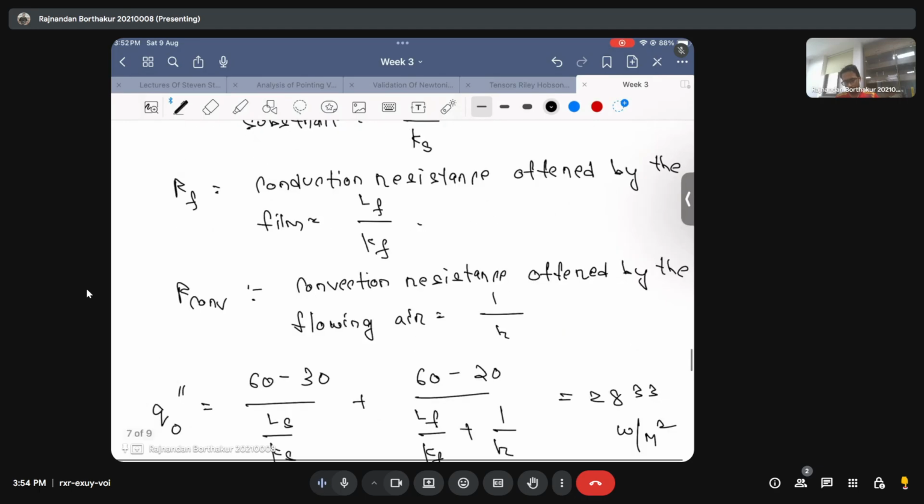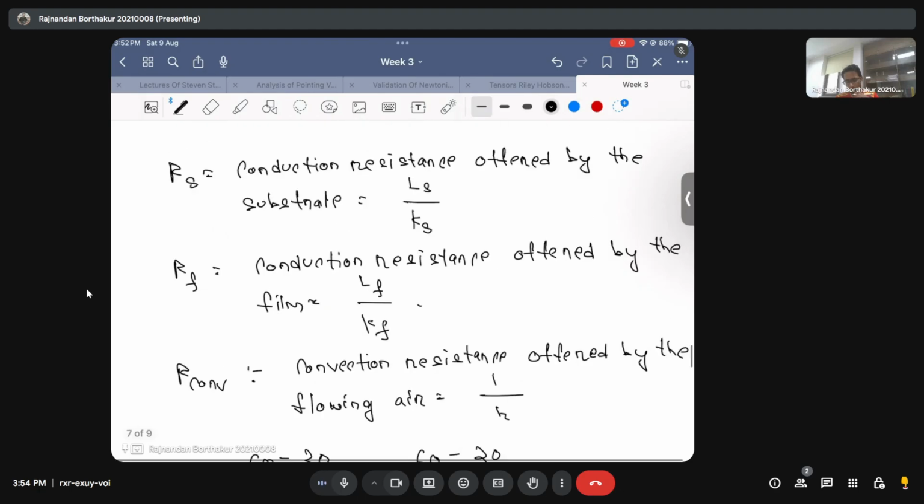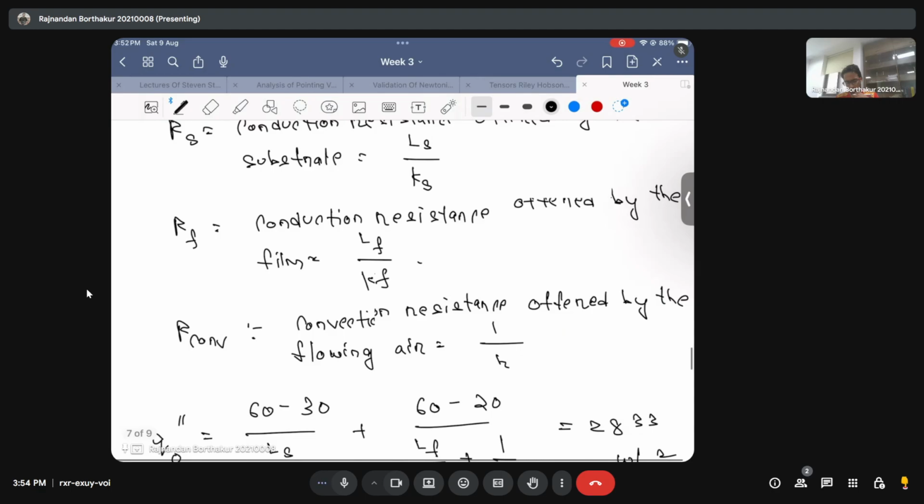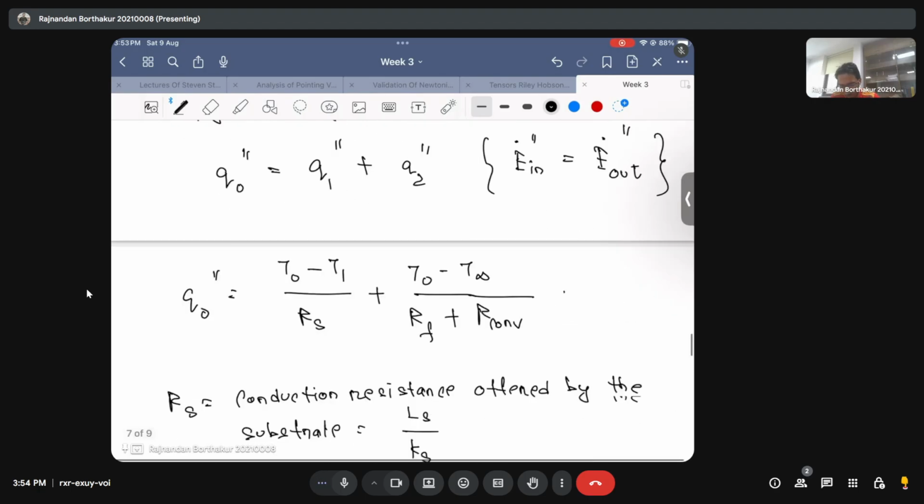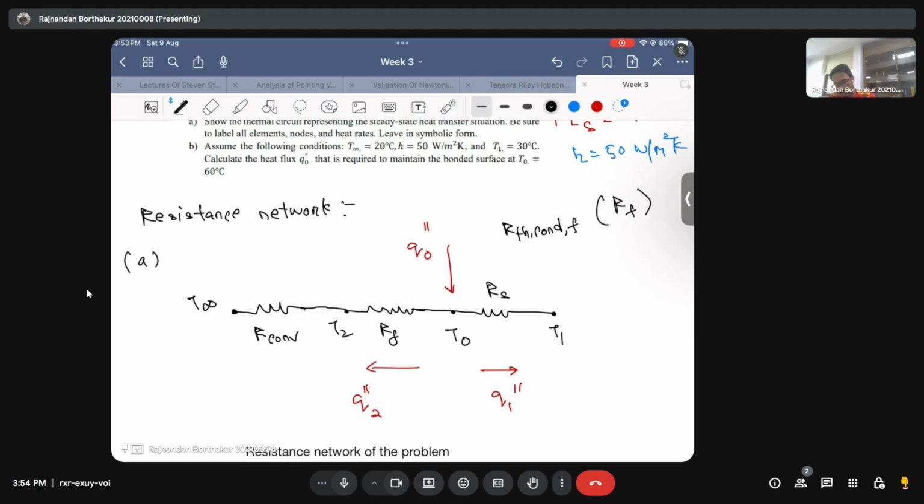That's the first problem that I wish to discuss, and this is it. I'll stop here for a couple of minutes and let you try to grasp this problem. How did we solve this? How did we write the resistances? And more importantly, see the main crucial thing.